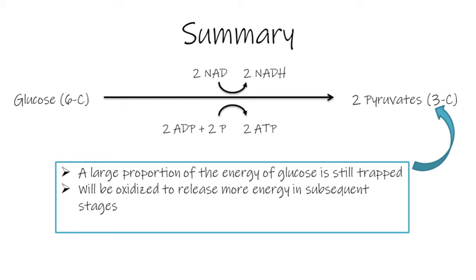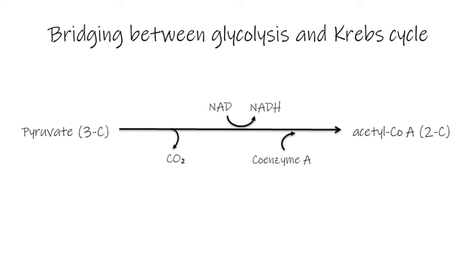With pyruvate, a large proportion of the energy of glucose is still trapped in it. Therefore, pyruvate will be further oxidized to release more energy in subsequent stages. A reaction bridges between glycolysis and Krebs cycle. The pyruvate formed in glycolysis then enters the mitochondrion, where the Krebs cycle occurs.